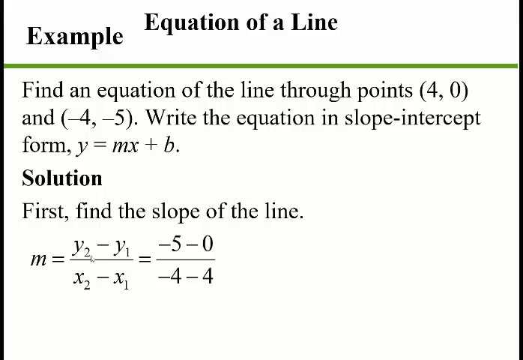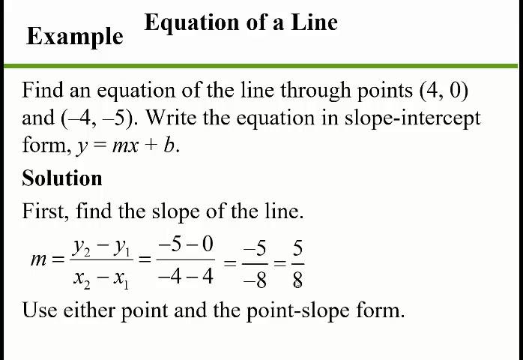So m is equal to y2 minus y1. So this is -5 minus 0 divided by, excuse me, x2, which is -4, minus x1, which is 4. So this becomes -5, -4 minus 4 is -8. Negative becomes a positive. So I've got 5/8. That's my slope. The next thing, you can literally use any line. All right, so use either point. It doesn't matter which one, and the point slope form.